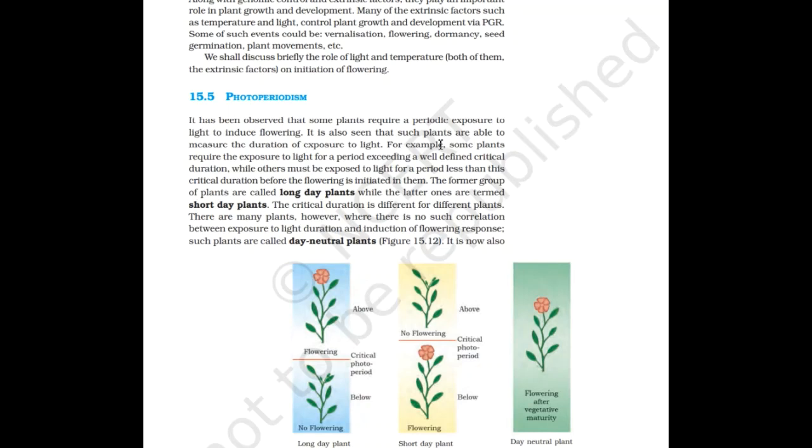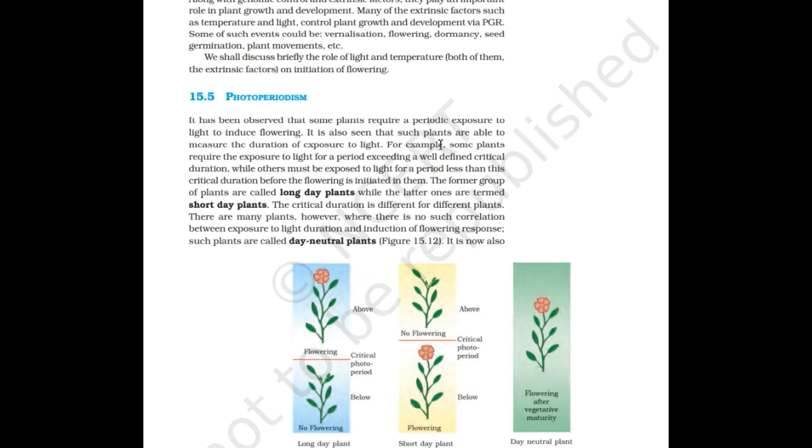It has been observed that some plants require a periodic exposure to light to induce flowering. It is also seen that such plants are able to measure the duration of exposure to light. For example, some plants require exposure to light for a period exceeding a well-defined critical duration, while others must be exposed to light for a period less than this critical duration before flowering is initiated in them. The former group of plants are called long day plants, while the latter ones are termed short day plants. The critical duration is different for different plants.